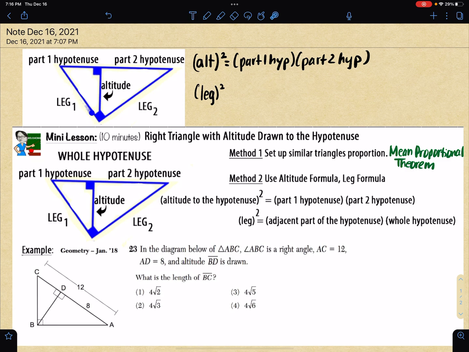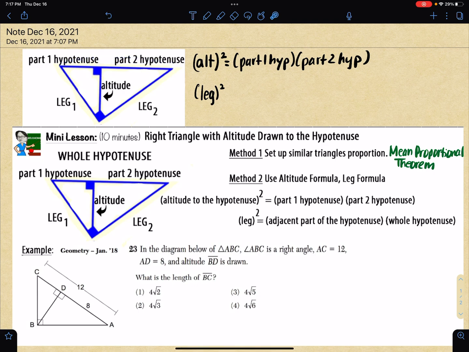Now, if I'm looking at this leg over here, who do I kick first? Well, I'm going to kick the one that's next to me first. So this is what we call the adjacent part of the hypotenuse. Adjacent means next to that leg. So this is adjacent. And if I'm fighting a group, well, I don't just kick the one that's next to me. I deal with the whole thing. So once again, leg squared is adjacent part of the hypotenuse times the whole.